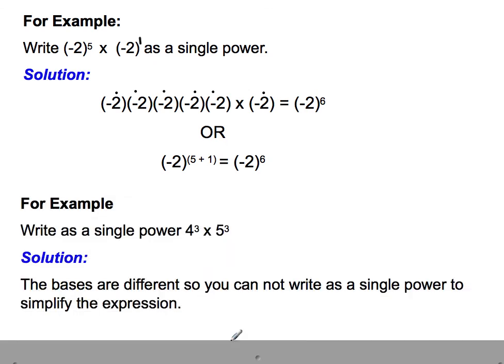Now, can I multiply powers that have different bases? No, you can't use the product law. You cannot write it as a single power. The bases are different. It cannot be written as a single power. Okay.